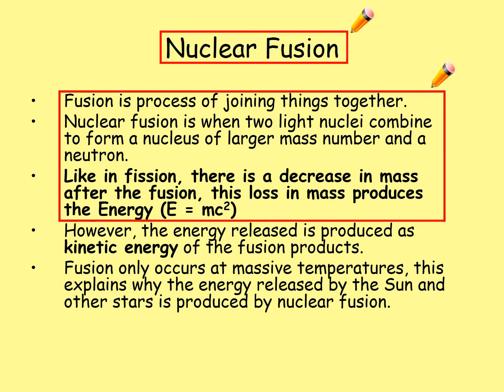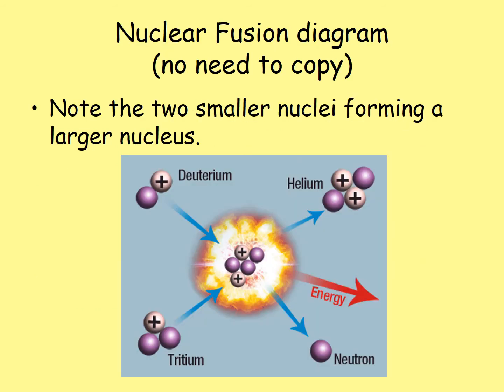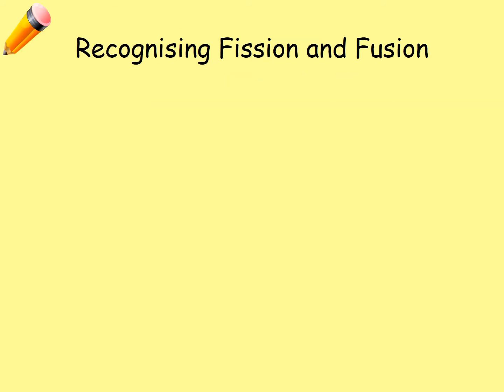Key points here is the process of fusion and how energy is released. Please note this diagram. So we see deuterium and tritium, which are two isotopes of hydrogen, combining together in order to form helium, which has a higher value of mass number. It's got a larger nucleus, a neutron, and energy.